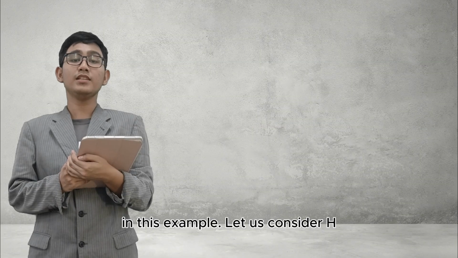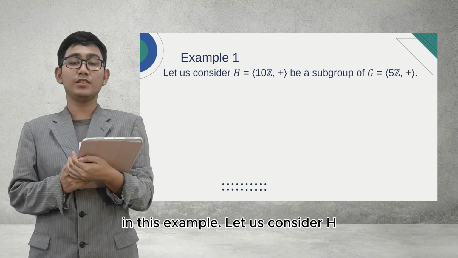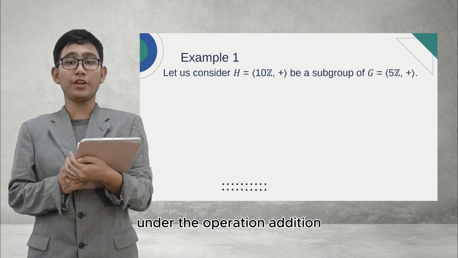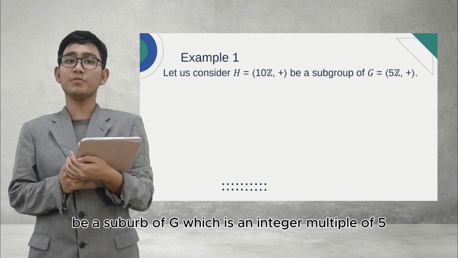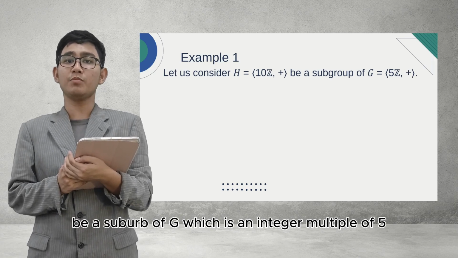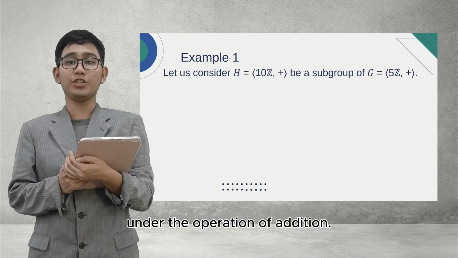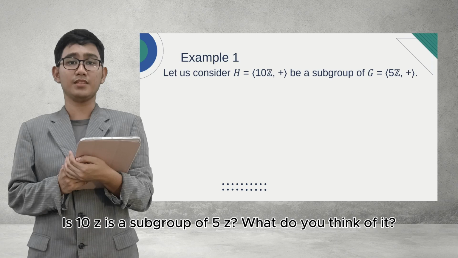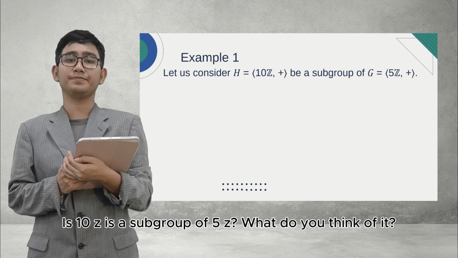Let's take a look at this example. Let us consider H, which is the integer multiples of 10 under the operation addition, be a subgroup of G, which is the integer multiples of 5 under the operation of addition. Is 10Z a subgroup of 5Z? What do you think of it?